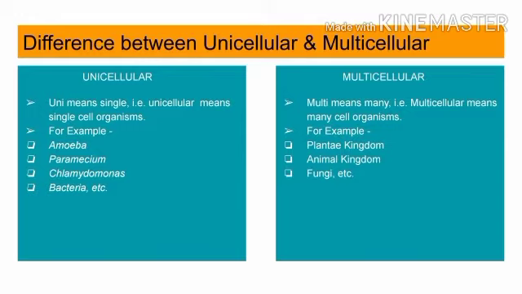chlamydomonas and bacteria, etc. And examples of multicellular are the plantae kingdom, which means all plants are included in this; the animal kingdom, all the animals are included in this; and the fungi kingdom, that is fungus, mushrooms, yeast. All the animals, all the plants are included in the multicellular organisms. These are the two ways. Please learn it, because this is also an important topic in biology.